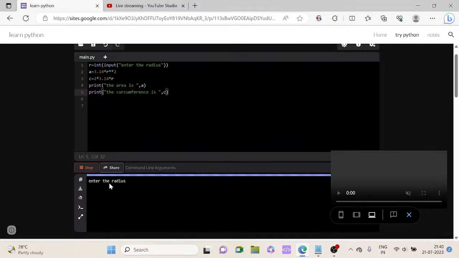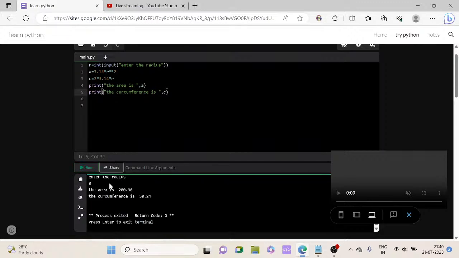The radius I'm typing is 8. So the circumference is 50.24 and the area is 200.96.